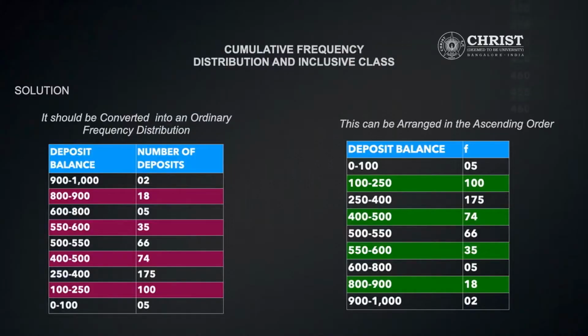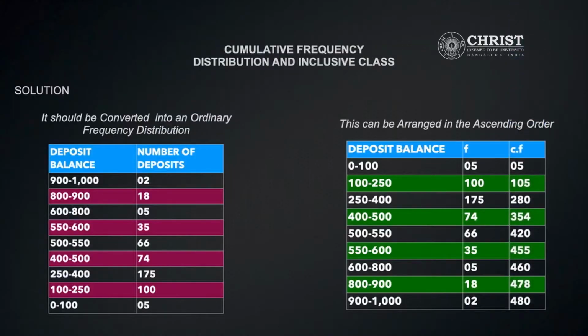The first cumulative frequency value is the frequency of that first class itself, that is 5. Next will be 100 plus 5, 105. Next is 105 plus 175, 280. 280 plus 74, 354. 354 plus 66, 420. 420 plus 35, 455. 455 plus 5, 460. 460 plus 18, 478. 478 plus 2, 480.